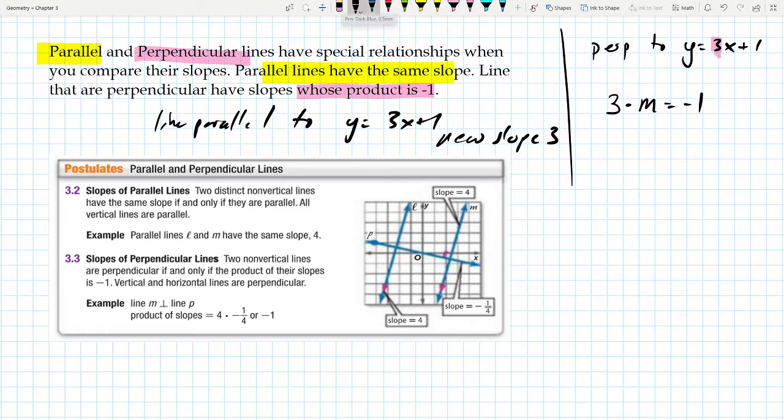Now, what's nice is there's a pattern. You take the reciprocal of the slope that you know, and you flip it over, so I'd get 1/3. But a positive times a positive is always going to give me a positive, so all I have to do is make it negative. And there I go, 3 times -1/3 equals -1. That's my slope of my perpendicular line, -1/3.